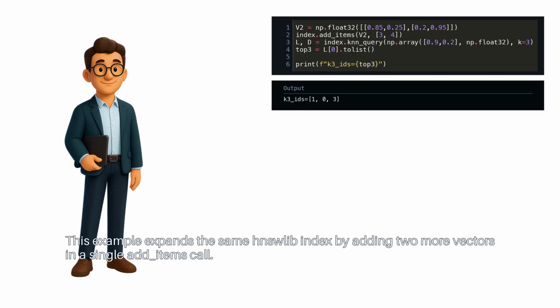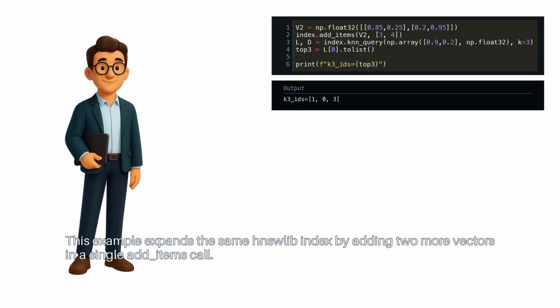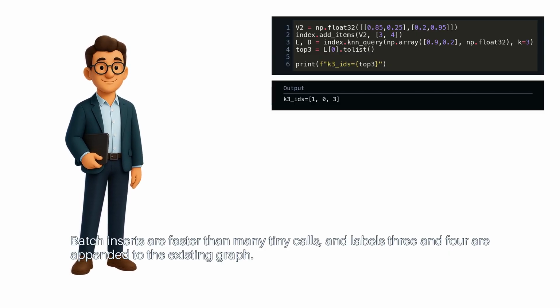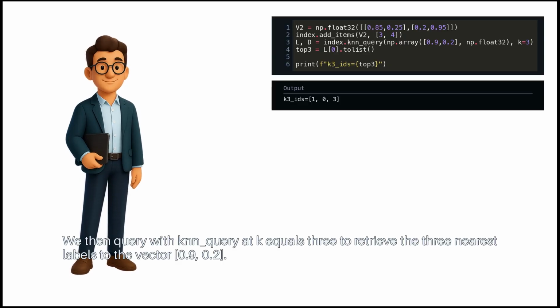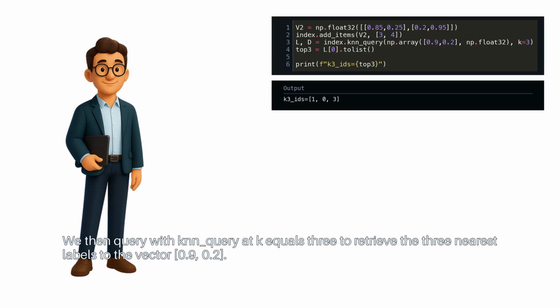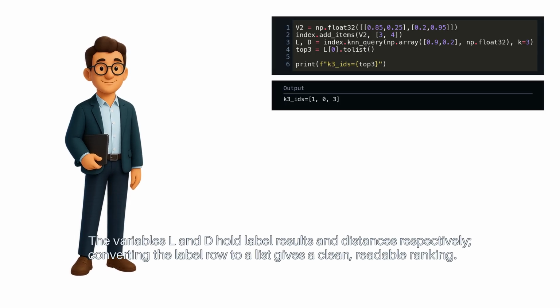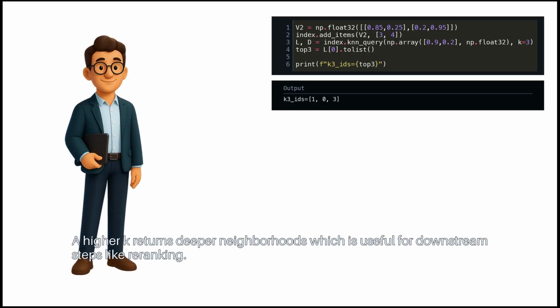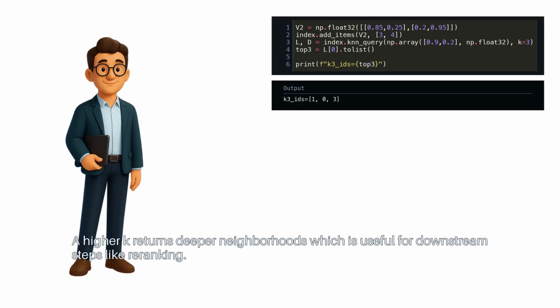This example expands the same hnswlib index by adding 2 more vectors in a single add_items call. Batch inserts are faster than many tiny calls, and labels 3 and 4 are appended to the existing graph. We then query with knn_query at k equals 3 to retrieve the 3 nearest labels to the vector, 0.9, 0.2. The variables L and D hold label results and distances respectively. Converting the label row to a list gives a clean, readable ranking. A higher k returns deeper neighborhoods, which is useful for downstream steps like re-ranking.